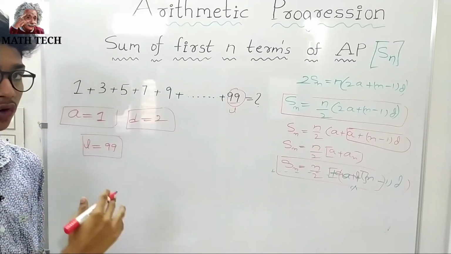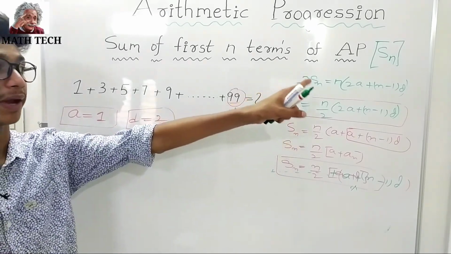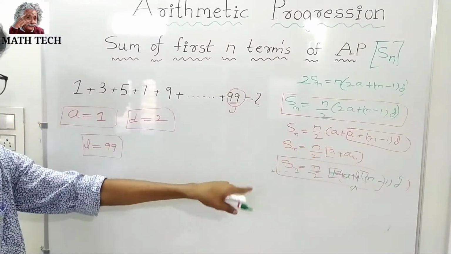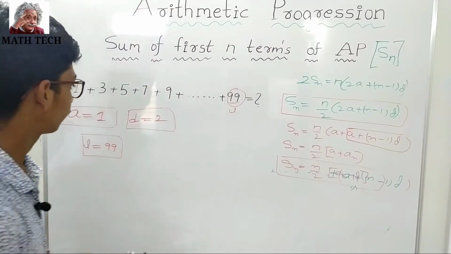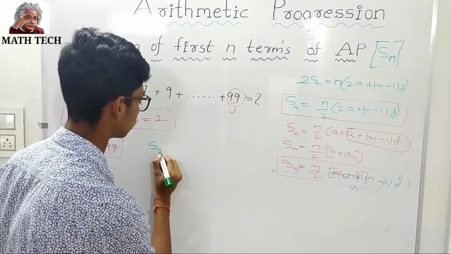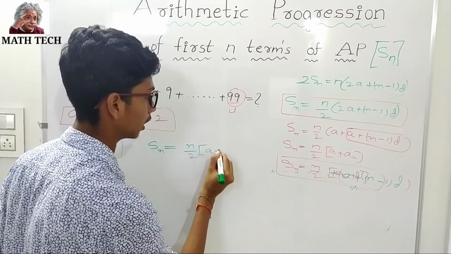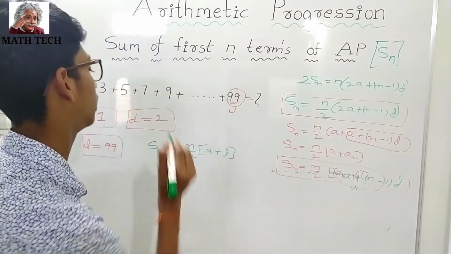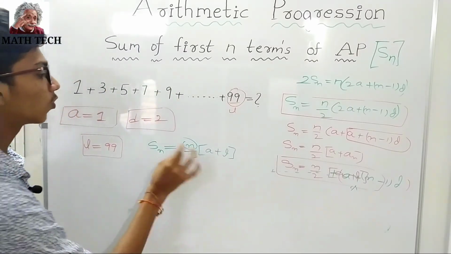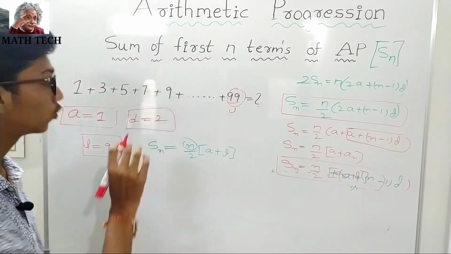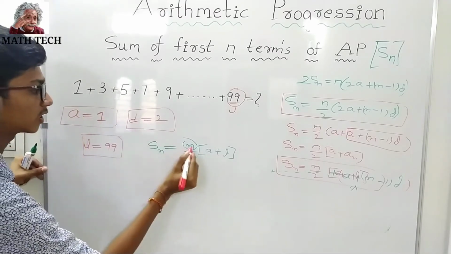If you don't have the last term, you should apply Sn is equal to n by 2 of 2a plus n minus 1 into d. If you have the last term, you should use Sn is equal to n by 2 of a plus l. But we don't know the value of n. First of all, we should find the value of n.